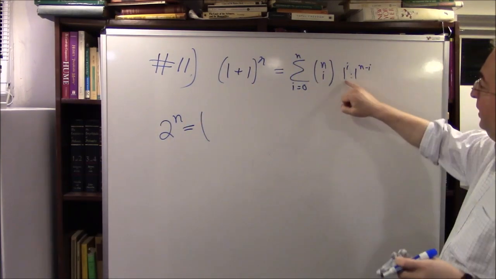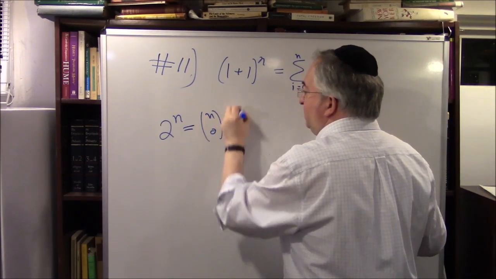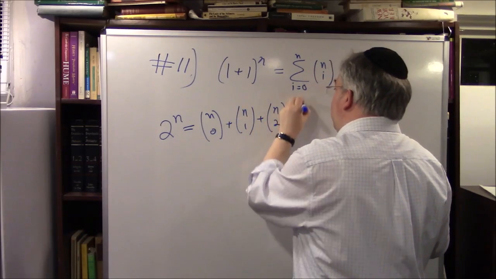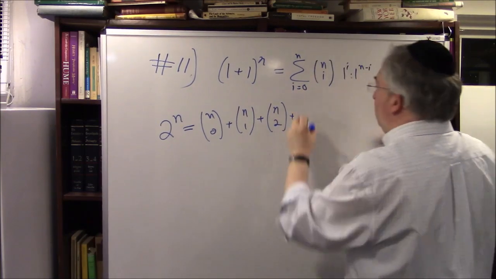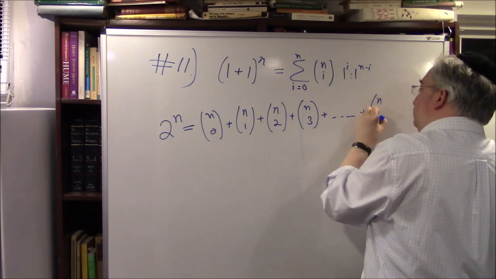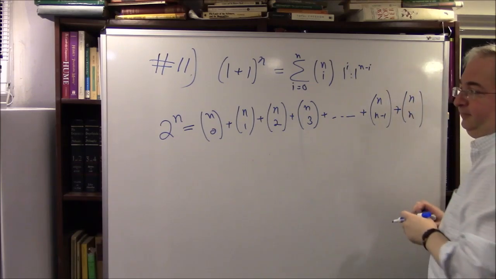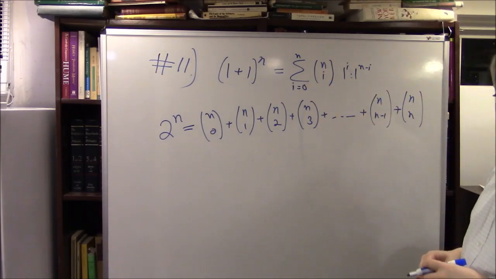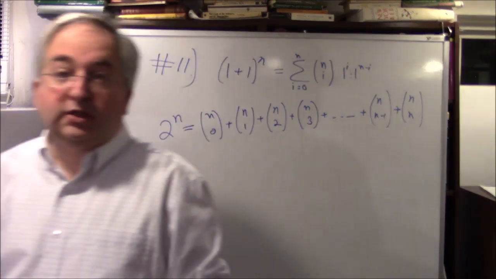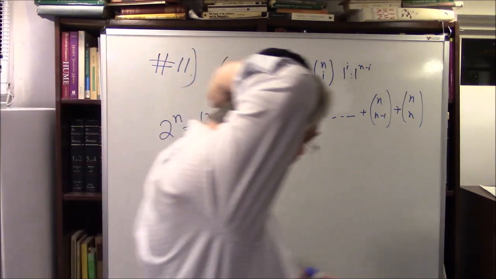again, these all become 1s, so this becomes n choose 0 plus n choose 1 plus n choose 2 plus n choose 3 plus ... plus n choose n minus 1 plus n choose n. Okay, that's just writing this out. Now that's algebraically true, but I'd like to understand how it works. And the idea is something we've seen before.